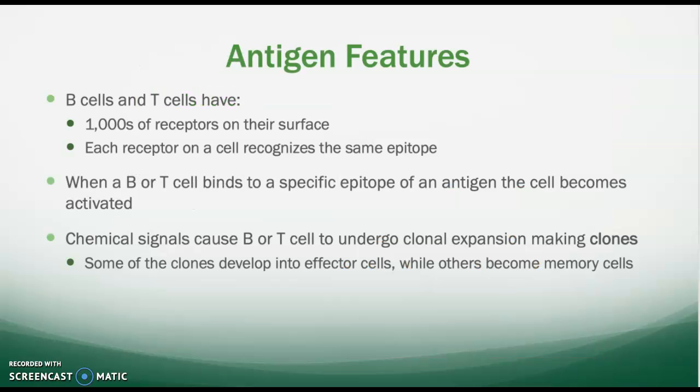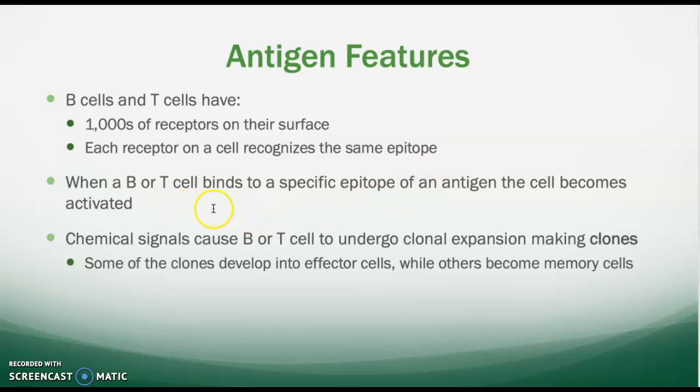So when we think about the antigen features, as we think about these antigens coming into our body, whether they're part of a cell wall of a bacterial cell or they're the spike of a virus, each B and T cell will have thousands of receptors on their surface. But keep in mind that for each cell, all of the receptors on that surface will only recognize the same epitope, one epitope. So again, it's a big library with lots of diversity, but very few of each type.